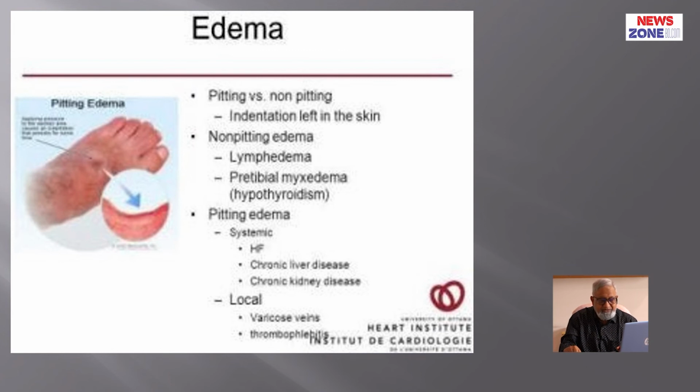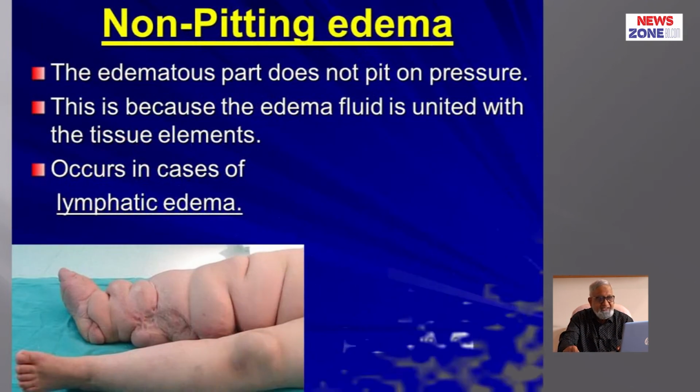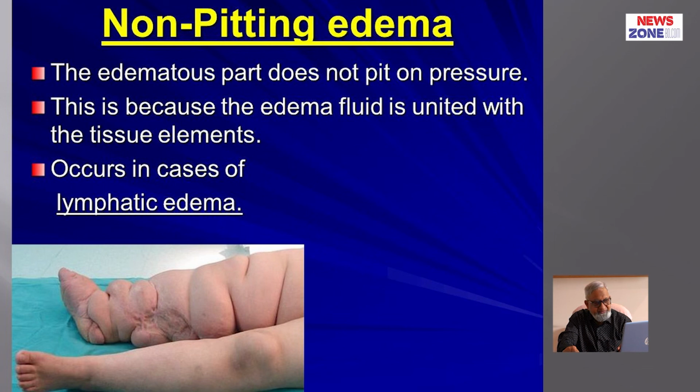pretibial myxedema, especially in hypothyroidism. Pitting edema occurs in heart failure, chronic liver disease, chronic kidney disease, and in cases of local varicose veins and thrombophlebitis. If you see the picture here, the edematous part does not pit on pressure. Just look at the pictures. This is because the edema fluid is united with the tissue elements, which occurs in lymphatic edema. Thank you all.